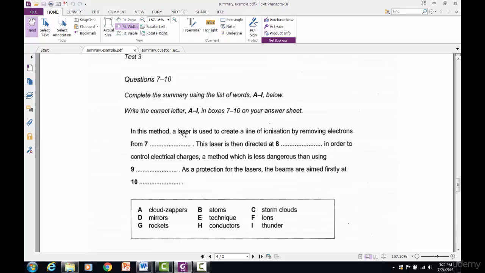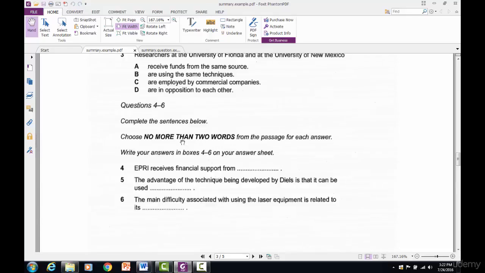So what's key for number 7 is the word remove, because it says removing electrons from. So we're looking at removing electrons from. Now, for a summary question, I'm always going to be aware that it could be a combination of two sentences.